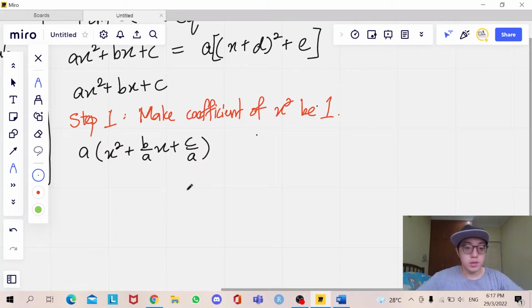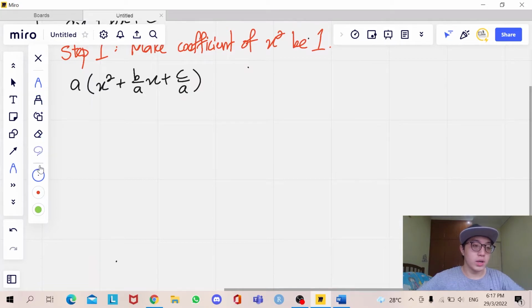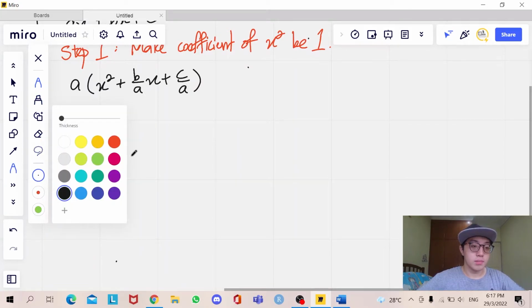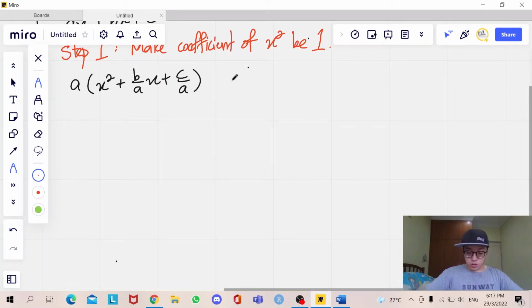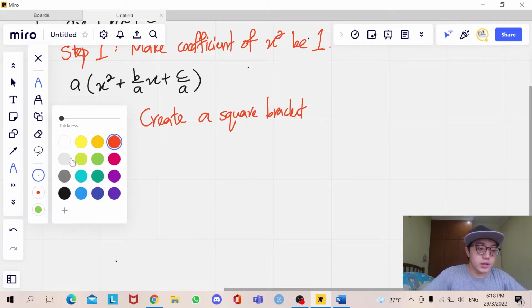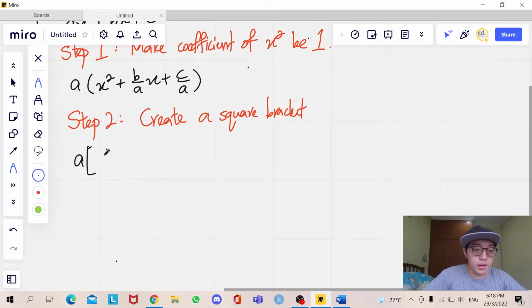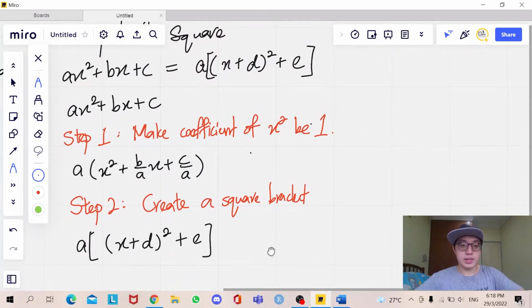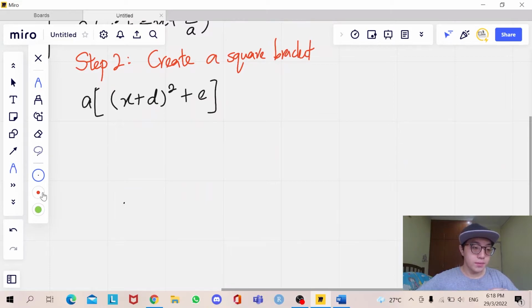From this part, I'm just going to show how we do it until the part where you actually do the first one. I will say how to do it. Step number 2: you will create a square bracket. How do you create a square bracket? It's just a(x plus d) squared plus e. As you can see above, we are going to create the same one here first.